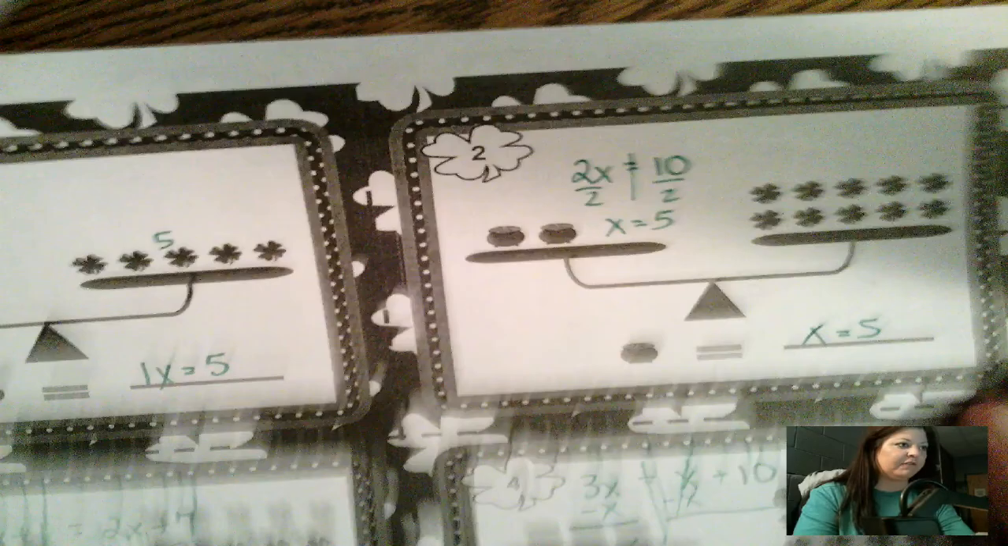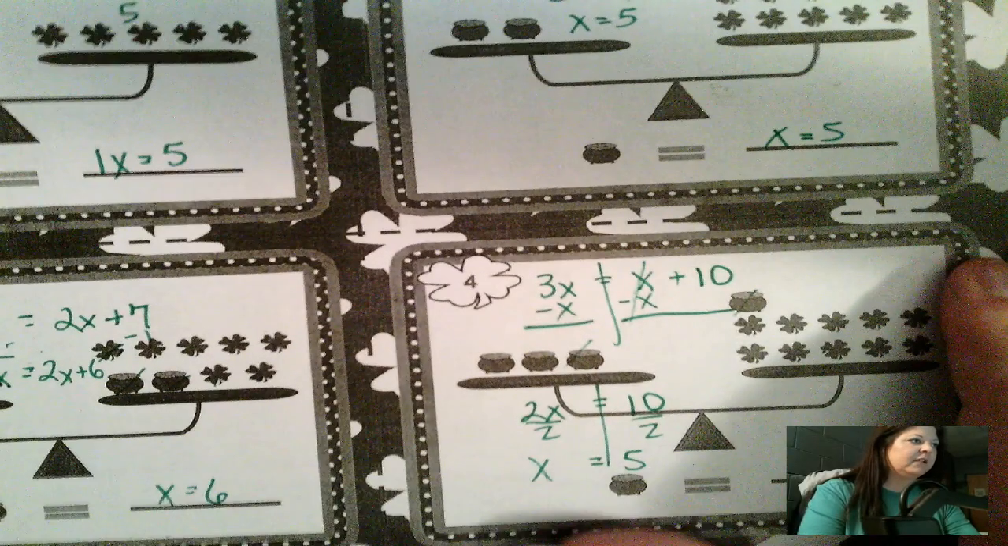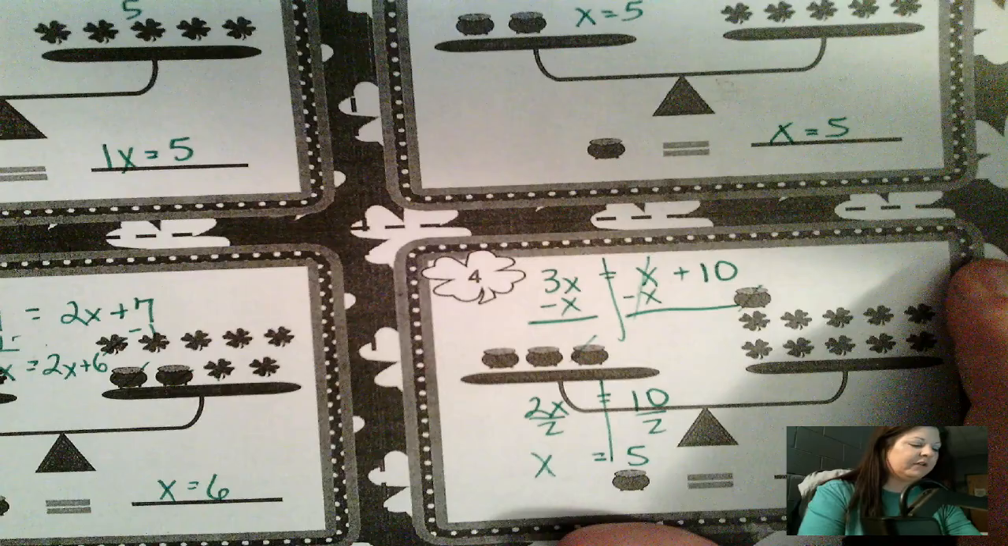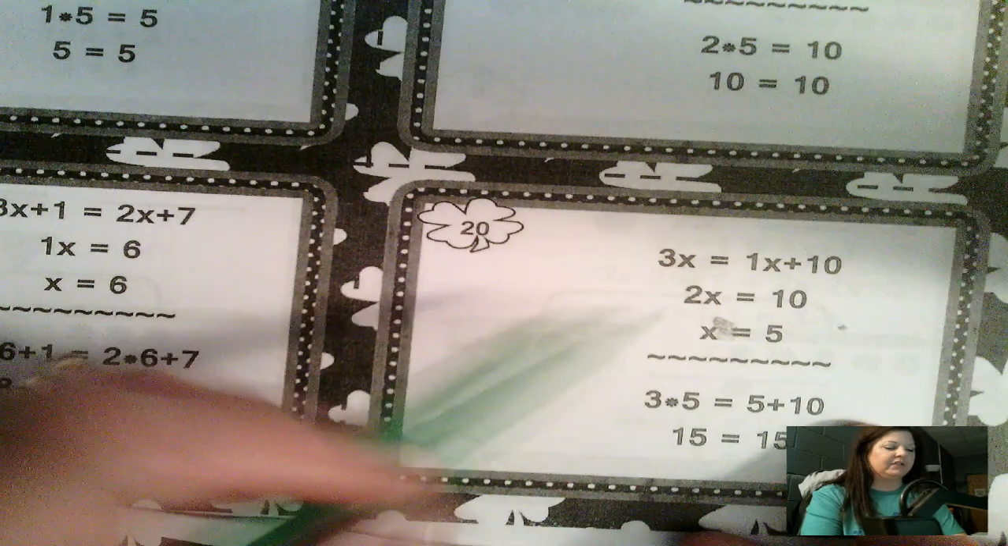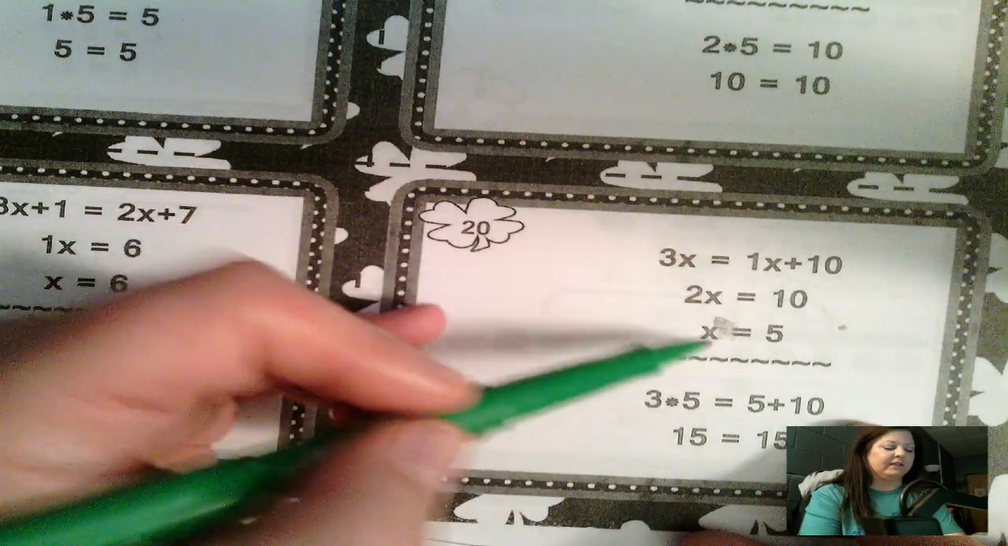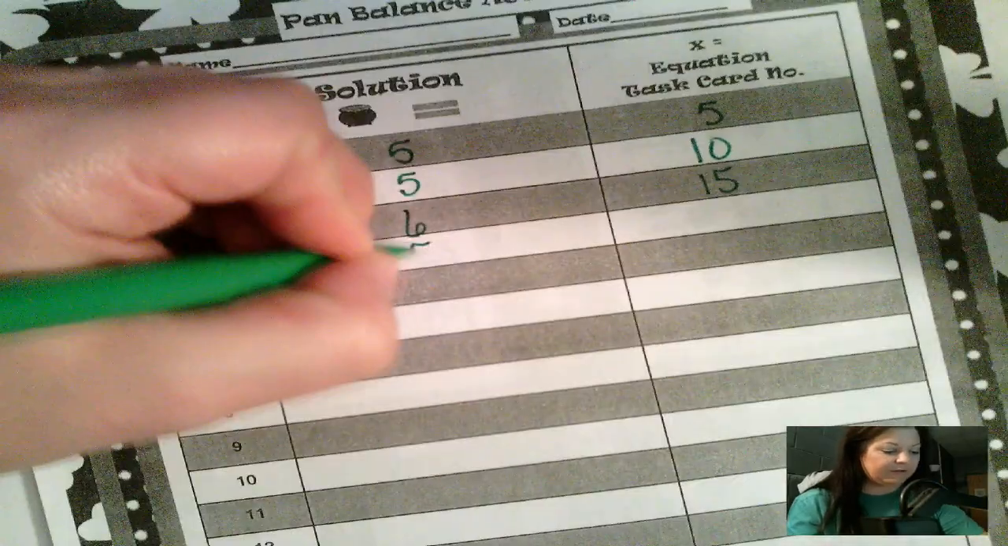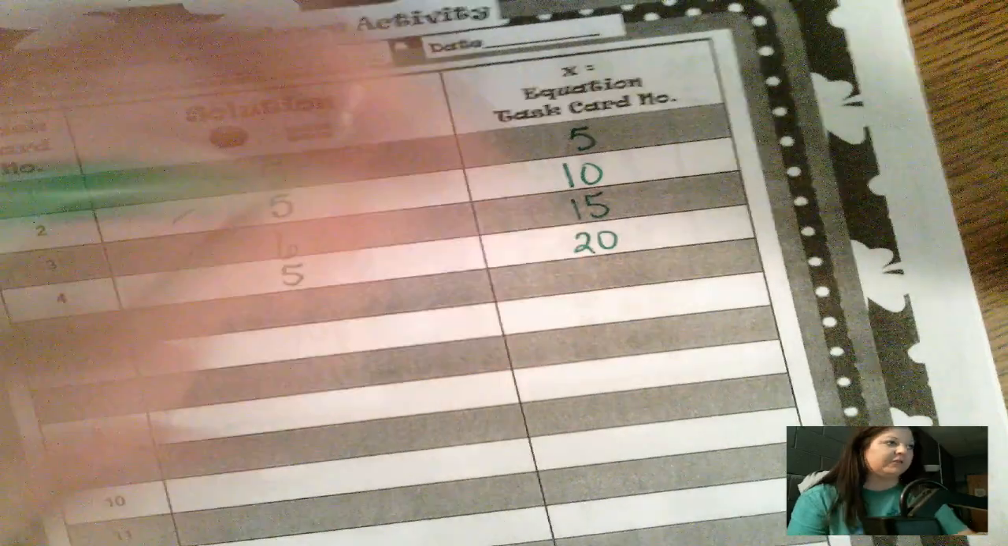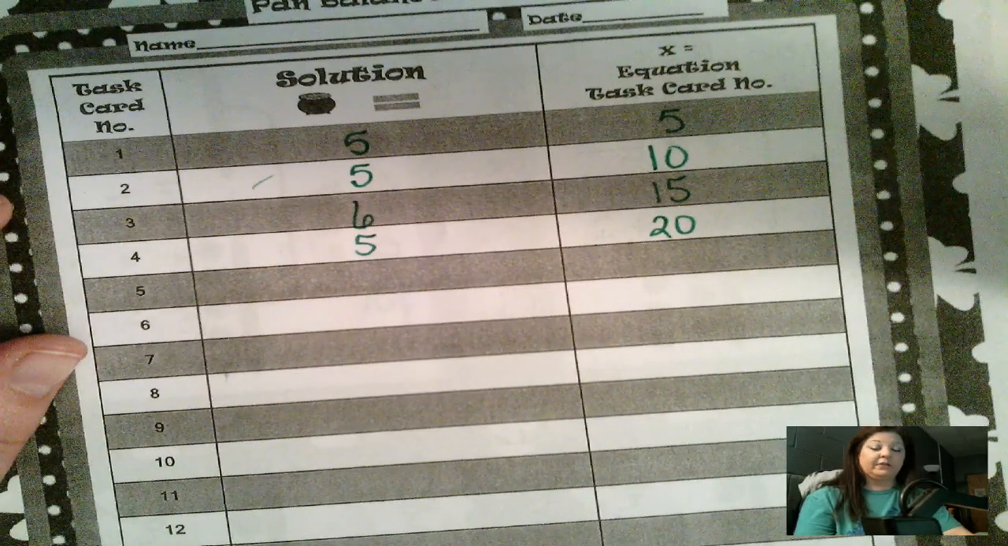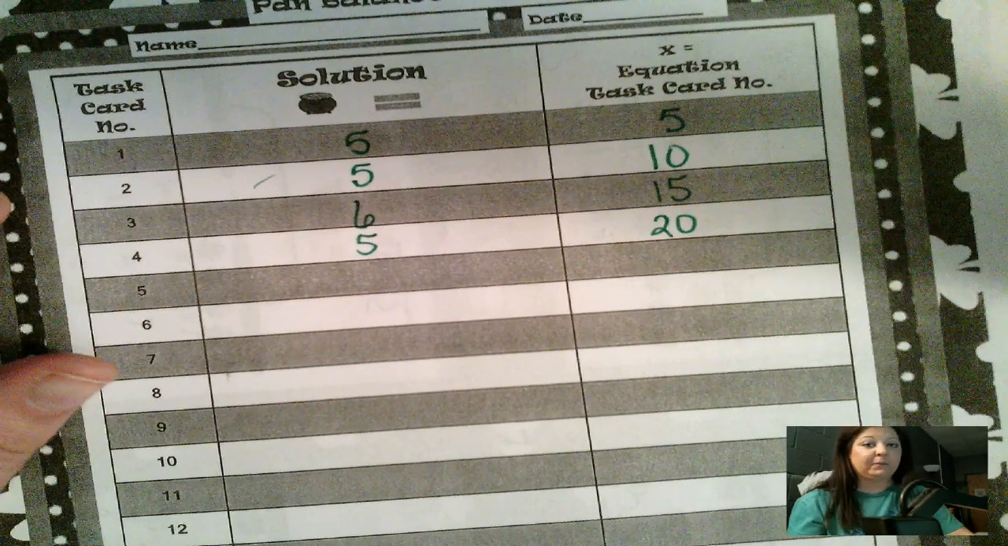I believe that some of these are on the very next page. So let's look at number 4. So we have 3x is equal to x plus 10, and what do you know, Clever Card 20 says 3x equals 1x plus 10, and x equals 5. So let's fill in that one. That is x equals 5, and that was Clever Card 20, the equation task card. So I wonder if this pattern is going to hold up. We'll see. All right. So let's see the next Clever Card page, the models.